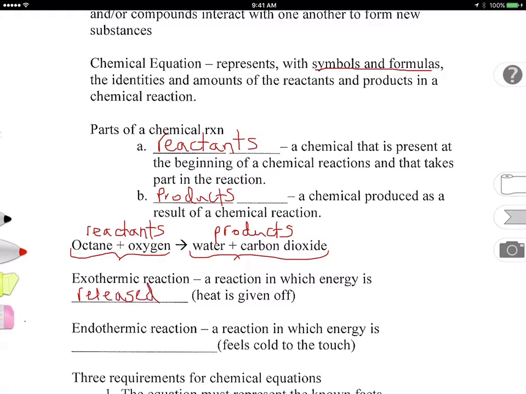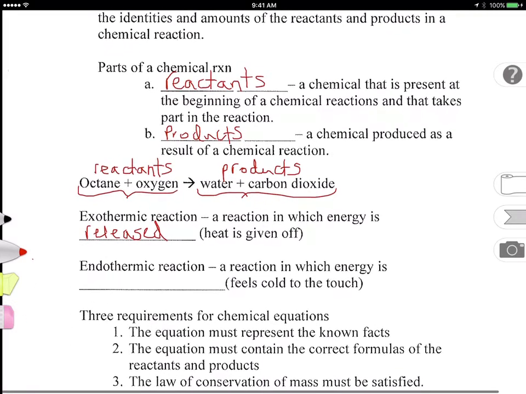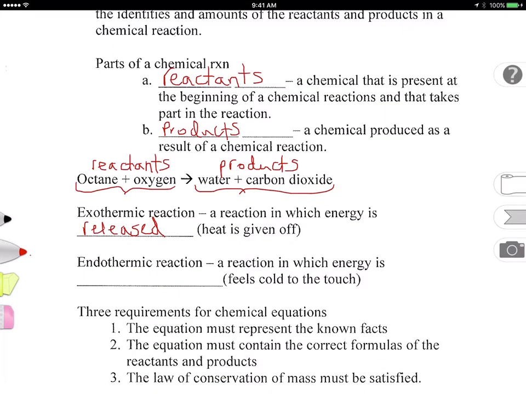Exothermic reactions are reactions in which energy is released. They get hot. Like whenever you use hand warmers, and you shake them up or you punch the little dot and they get hot, that's an exothermic reaction. That's how they work. Endothermic, on the flip side of that, would be where things get cold to the touch, and that is when they absorb energy, and that's how they feel cold.